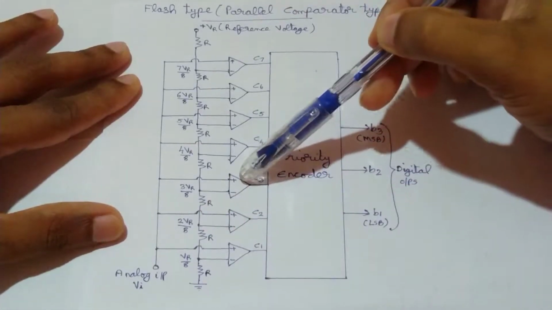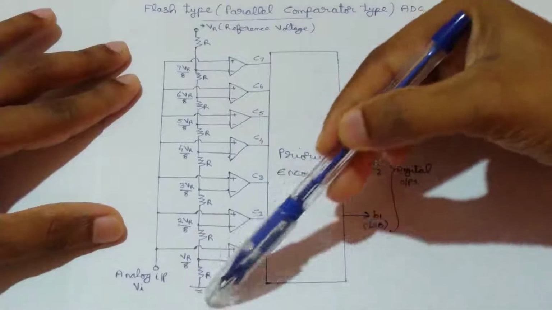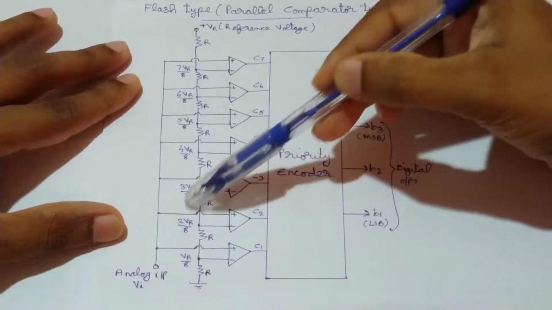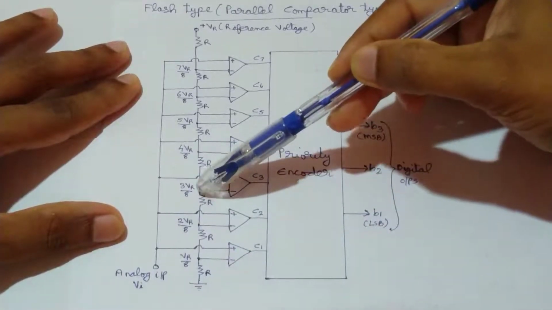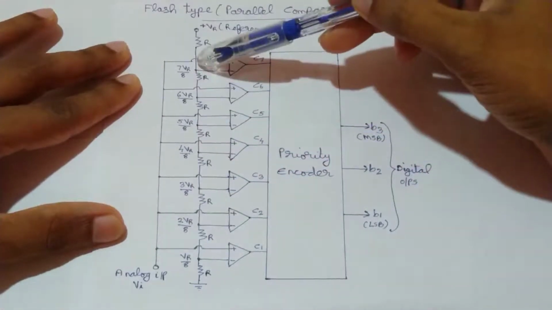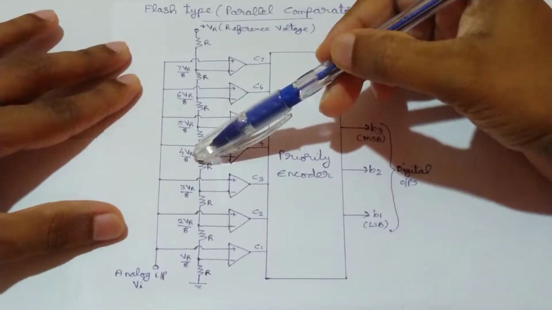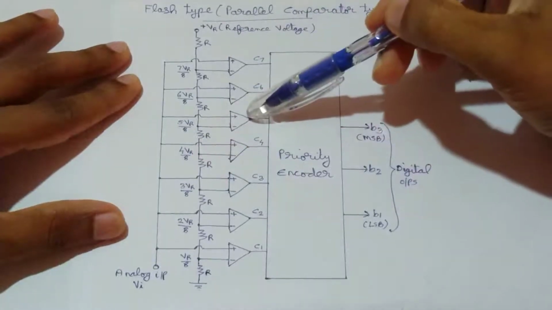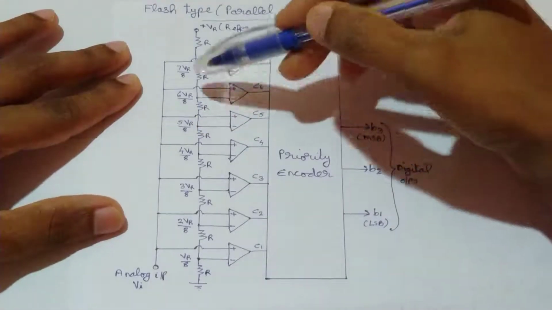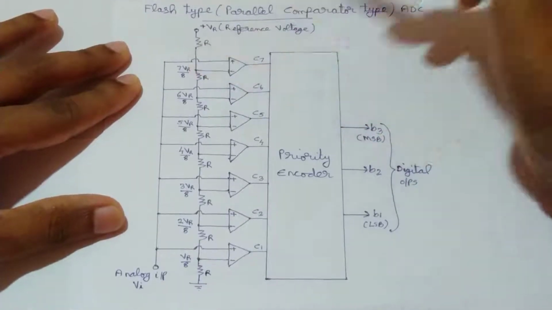Now for the third comparator it will be 3 VR by 8. That means it is the voltage across this 3R resistance. So the voltage at this inverting terminal will be VR into 3R divided by 8R. So it will be 3 VR by 8. So similarly we can calculate the other reference voltages also. So for comparator 4 the reference voltage will be 4 VR by 8, for comparator 5 it will be 5 VR by 8, for comparator 6 it will be 6 VR by 8, and for comparator 7 it will be 7 VR by 8.